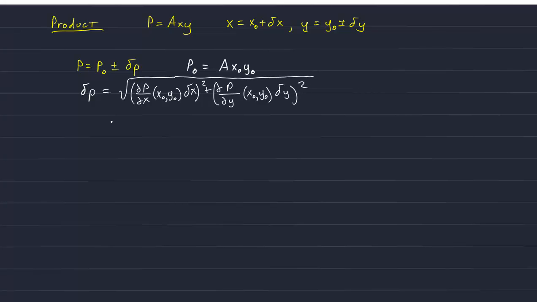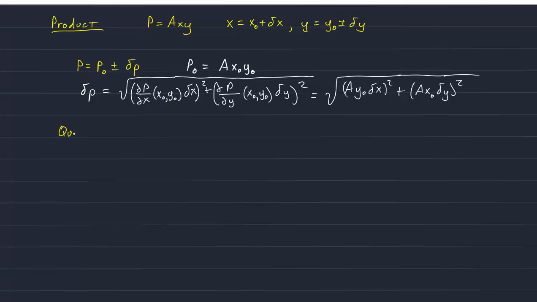Okay, so in this case, we see that the partial derivative of P with respect to x is AY, and we're evaluating that at the most likely value of y times delta x, and that's squared. And the partial derivative with respect to y is AX evaluated at the most likely value times delta y, and that's squared. So that's an example of how to compute the uncertainty of a product.